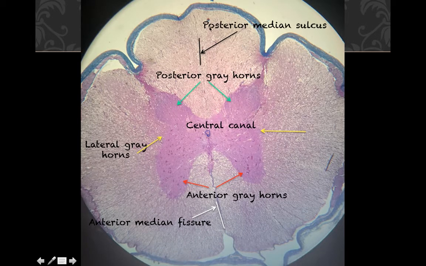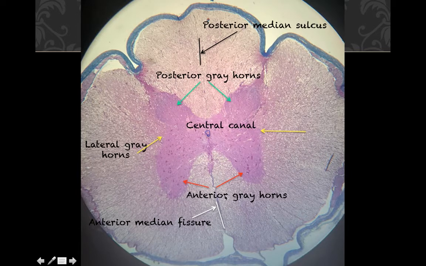Okay, so the posterior median sulcus is right here. A sulcus is just a depression or a groove, and you can see that little groove right here. So that's how you know that's the posterior side. And on the anterior side, you have the anterior median fissure. A fissure is like a slice, so you can see that slice right here. And that's how you can tell the anterior from the posterior side: a slice versus just a tiny little depression.